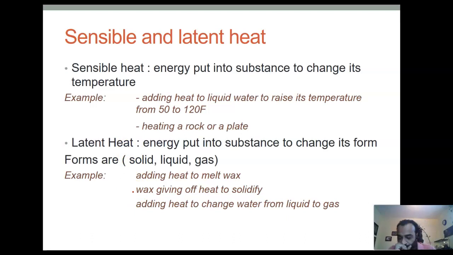Okay, so please look in the book. There are a few examples, and I hope I was able to explain sensible and latent heat.